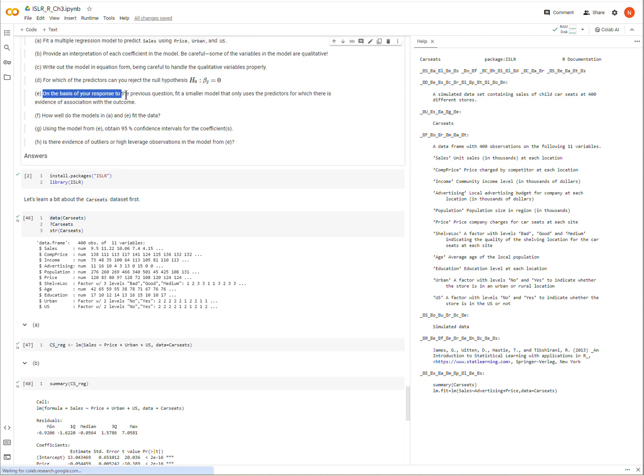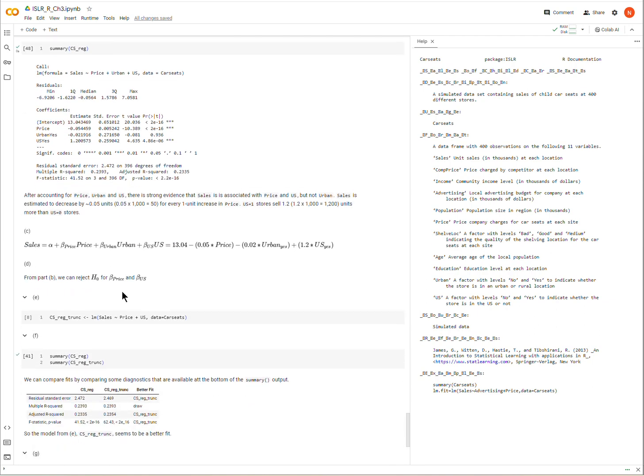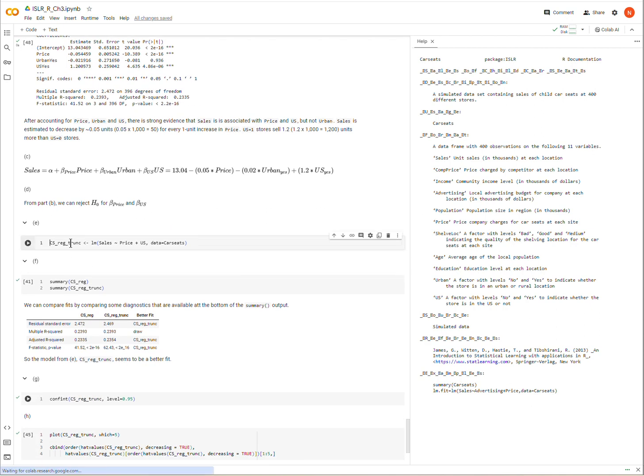Now on the basis of what we just talked about in part D, the variables for which we think there is an association with sales, we want to write a new regression that just uses the compelling terms, so that's going to be price and US. In part E, I have a new regression that I'm truncating, CS reg trunc. I use the same looking code, but notice that I don't have urban as a predictor.